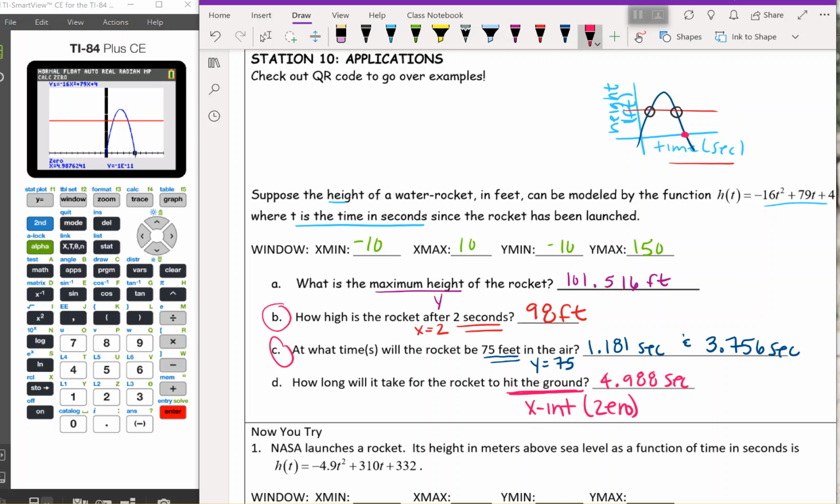So the only parts of that that should be new from last unit are B and C. A and D we had done in Unit 1. So why don't you give the next 2 application ones a try?